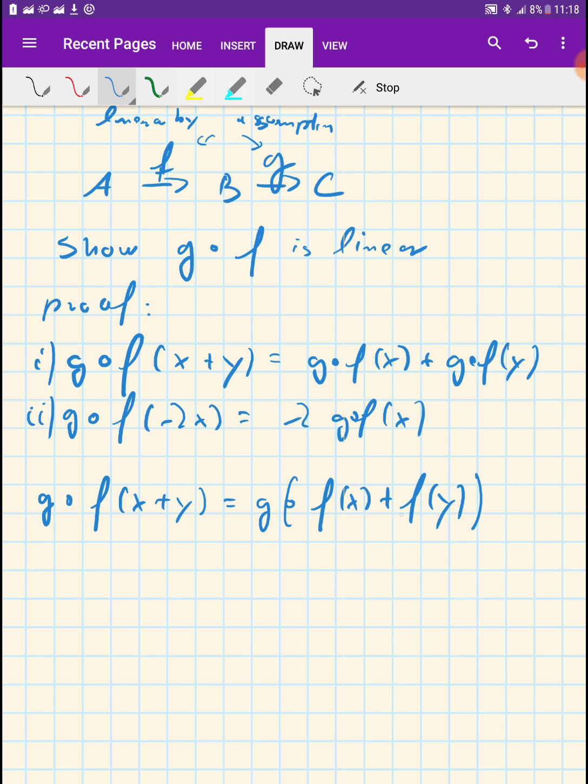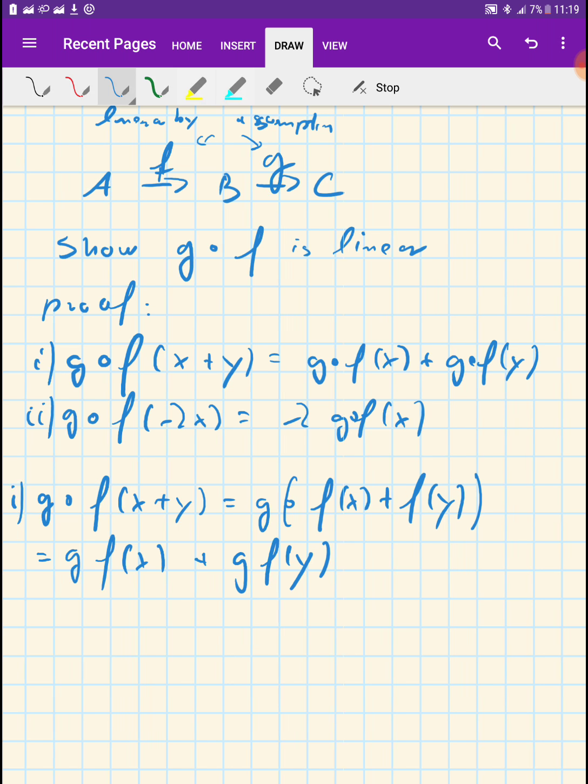This is because F is linear. And now we use that G is linear to conclude that this is the same as G after F of X plus G after F of Y. And now this concludes this part of the proof. We have now shown that this first axiom is fulfilled by our map.